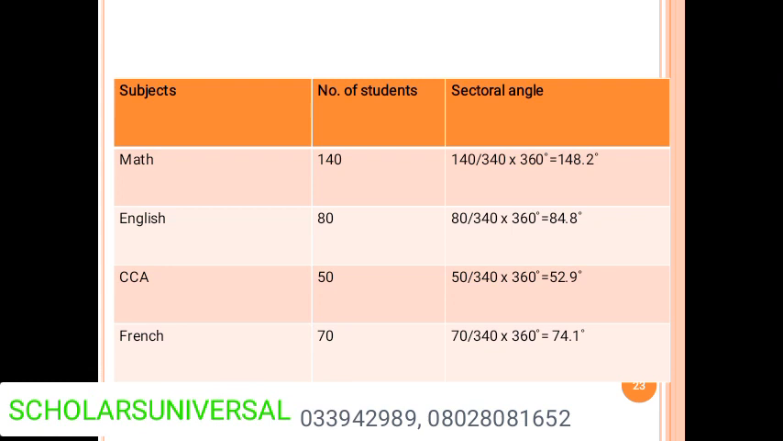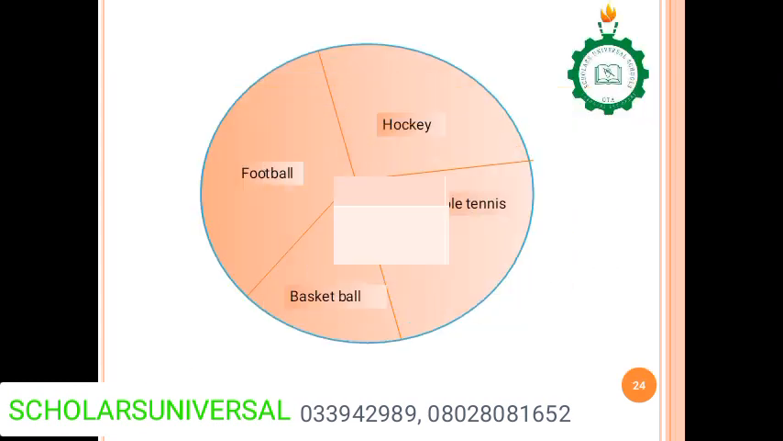For English, 80 over 340 times 360. For CCA, 50 over 340 times 360. And for French, 70 over 340 times 360. When you work these out, it gives you all the values. This value is what we refer to as the sectorial angle, and that is what we are going to use to draw our pie chart. Wow. So this is our own pie chart.